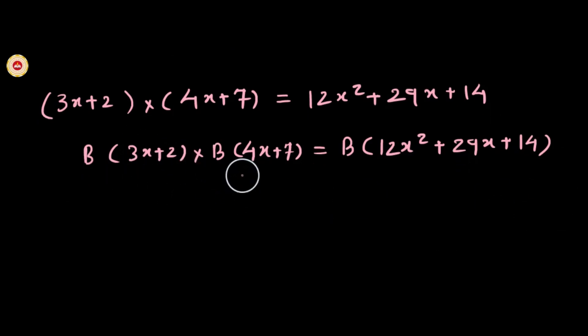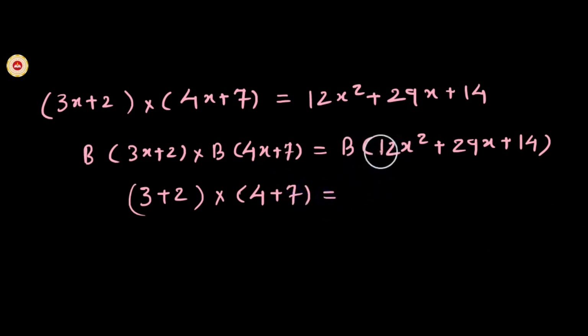How to calculate Bijanka of polynomials? Just consider the numerical coefficients. What is the coefficient of this x? 3. This 2, multiplied by, what is the numerical coefficient of x? 4, plus this constant 7, should be equal to, what is the numerical coefficient of x squared? 12, plus the coefficient of x, 29, plus the constant 14, right?